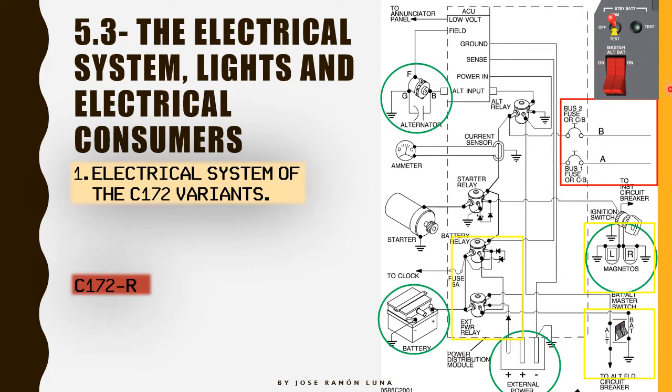So the producers, as I said, are always the same, this one and the other one, right? But there is a change. Here we have something called standby battery. The standby battery is just a specific battery we have in this kind of Cessna, right?